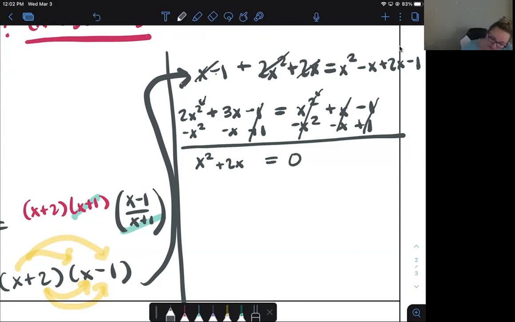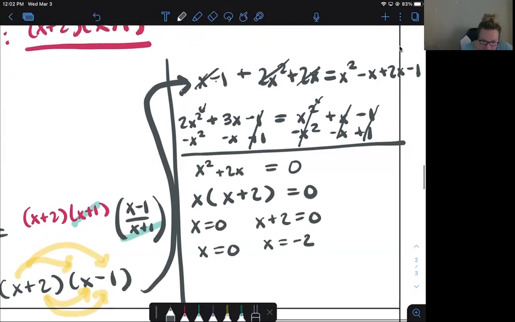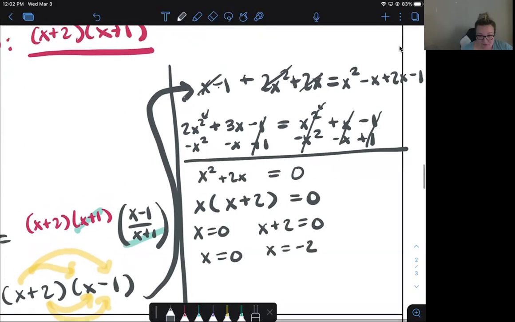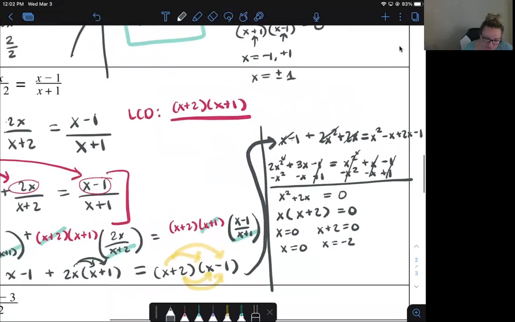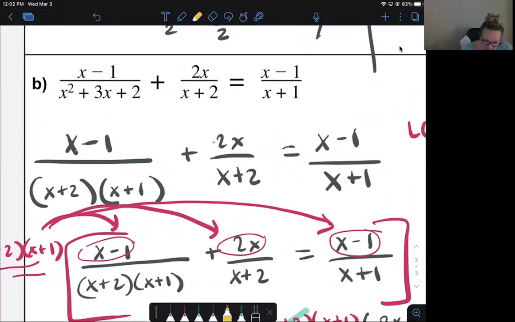Then I can factor x squared plus 2x, and I get x times x plus 2. I set each factor equal to 0 and solve for x, and I get x equals 0, and then x equals negative 2. But I need to check, is x allowed to be negative 2, and is x allowed to be 0? Well, if you look back at the original function, what would x not be allowed to be?